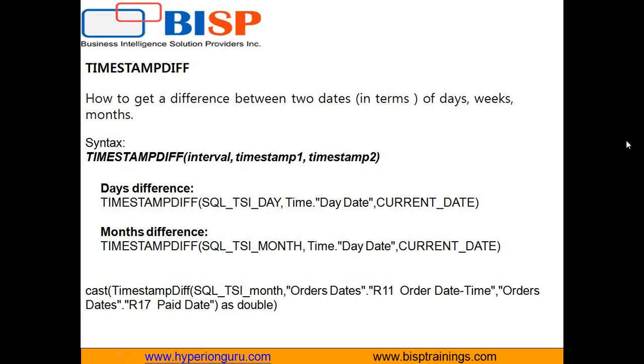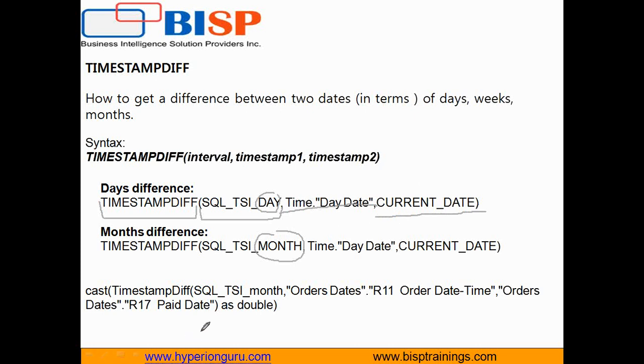So timestamp diff is one method through which you can evaluate the difference between two dates. As you see, as per the syntax, timestamp diff takes three arguments. The first argument talks about SQL TSI dates. In order to find the difference between days, you pass SQL TSI dates. In order to find difference between months, you pass first argument as SQL TSI month. Because in this example, we are going to find out difference between two dates, both of them should be date and timestamp data type. So date and current date, right? This is the first and second argument.